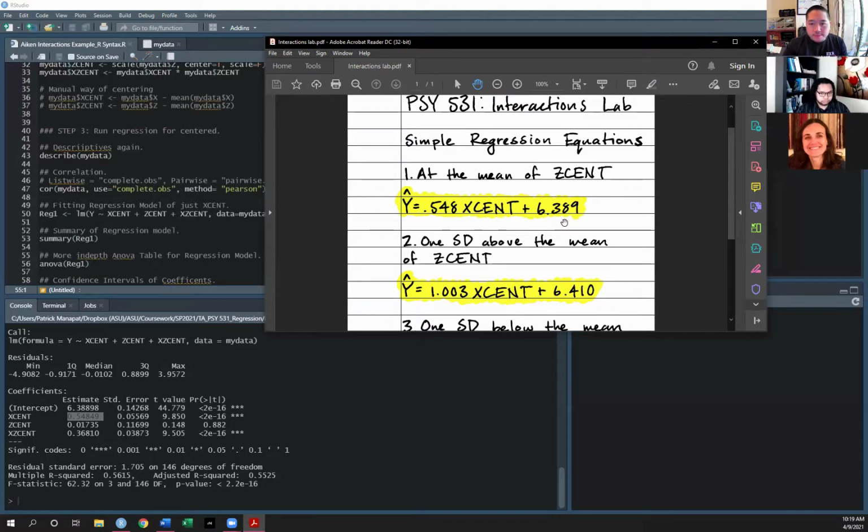Again, this is our first simple regression equation. We have pulled these coefficients from the model where we have x-centered, z-centered, and the interaction between x-centered and z-centered. What this simple regression equation represents is the relationship between x and y at the mean of z.